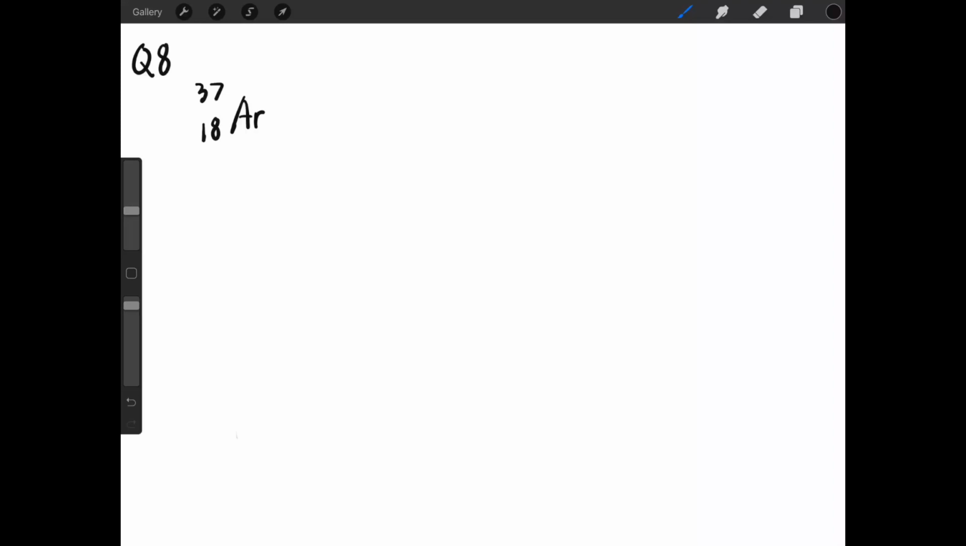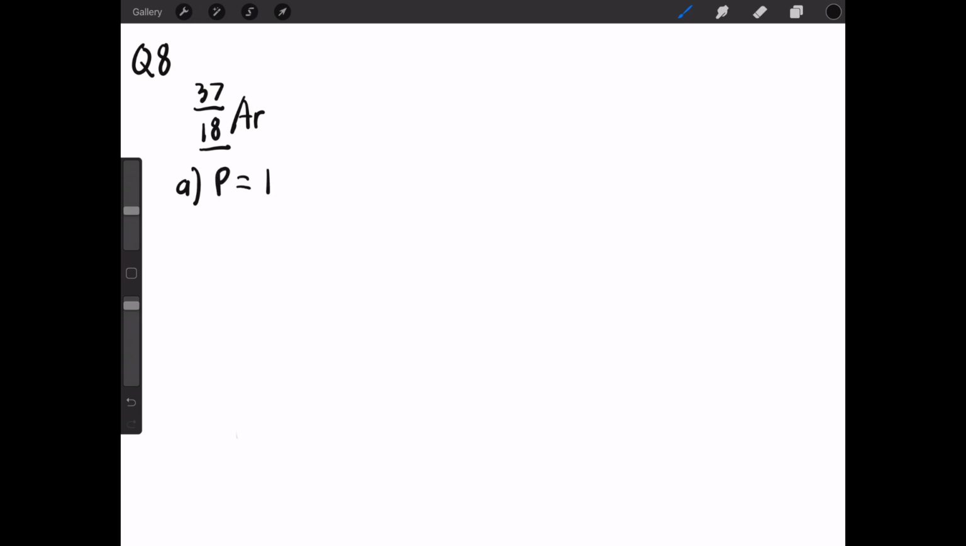Question 8. An atom of argon 37 is ionised by the removal of 2 orbiting electrons. How many protons and neutrons are there in this ion? So the proton number is of course the bottom one down here. The nucleon number is the top one down here.